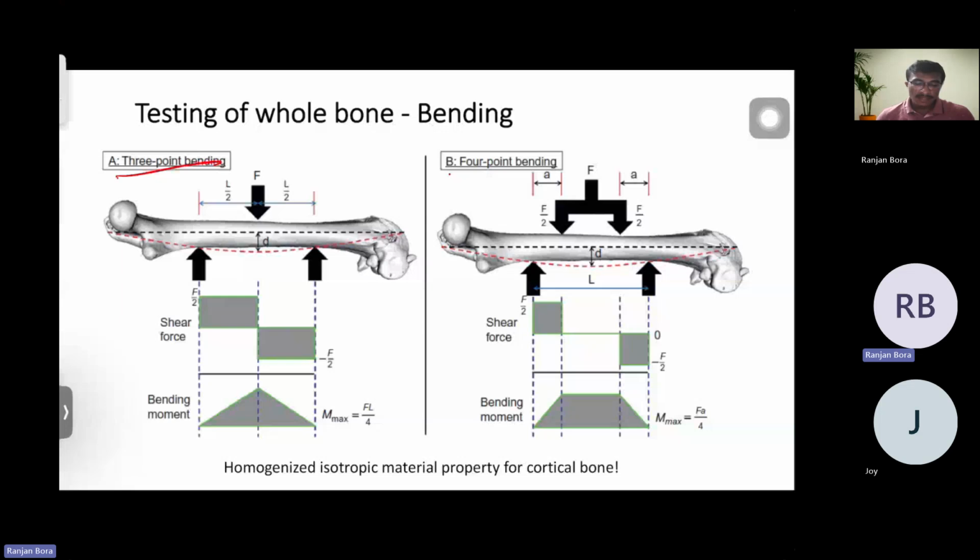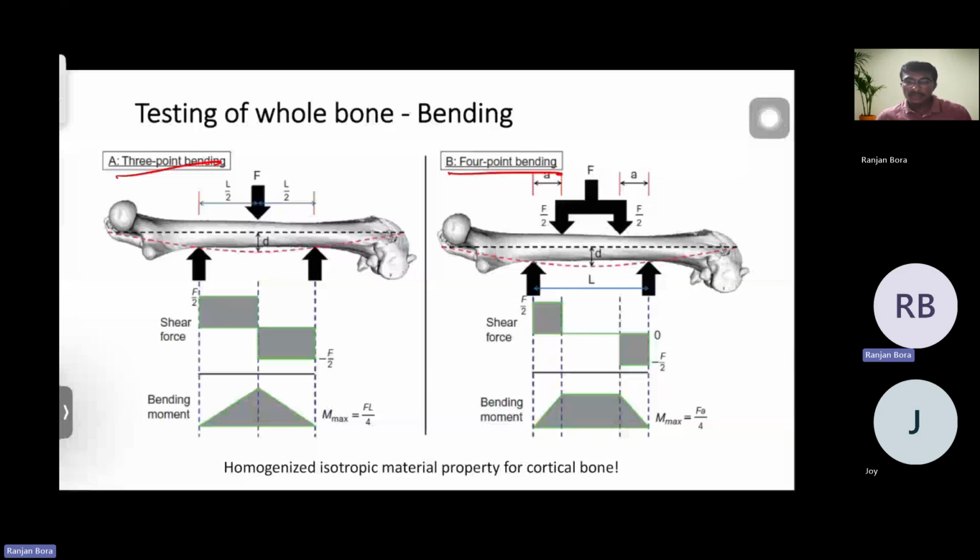First we do the bending experiment, then we plot the shear force and bending moment diagram, and using those plots we can estimate the maximum bending load that can be carried by that bone. The first one is a 3-point bending, where the bone is supported at 2 points, then we apply load from the top at the midpoint. That's why it is a 3-point.